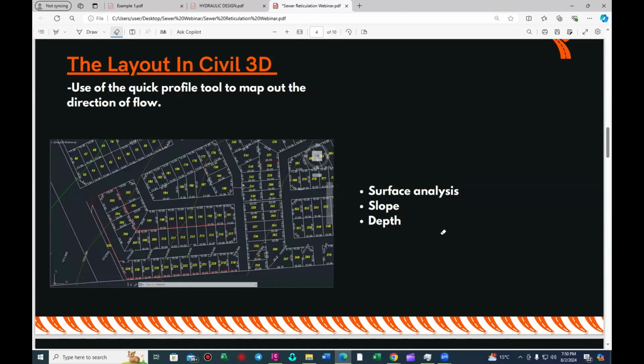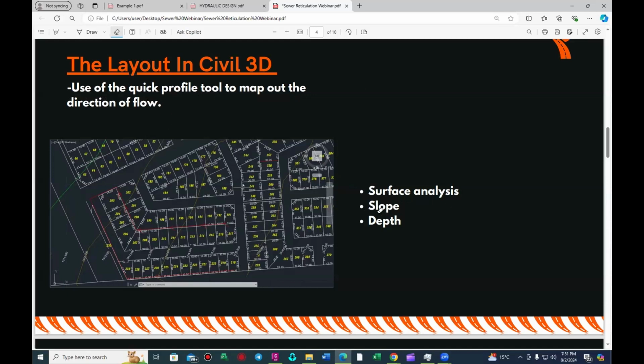So if I'm thinking about slopes, I need to know how my surface is behaving, like the terrain. So I need to do my surface analysis, right? So that I can design my sewer in line with the surface. What does that mean? I use what I call a quick profile tool to map out the direction of flow. So I need to understand where my sewer is going. So Civil 3D enables me to do my surface analysis.